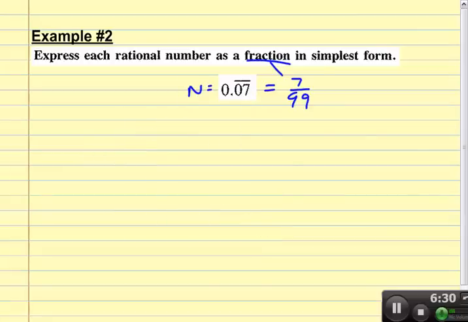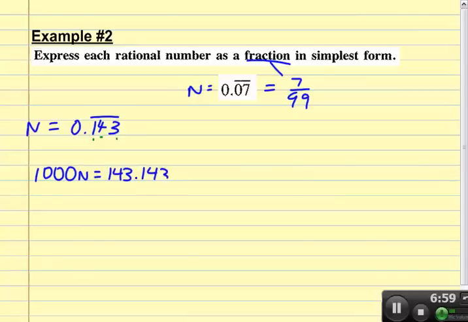Okay? Let's try, how about 0.143 repeating. Okay? Now, I'm just going to first say, let this equal n. And this one I'm going to multiply by 1,000 because I've got 3 numbers that are repeating. So I'm going to multiply by 1 with 3 zeros. So 1,000n is equal to 143.143 repeating, right? Because I moved it over 1, 2, 3.